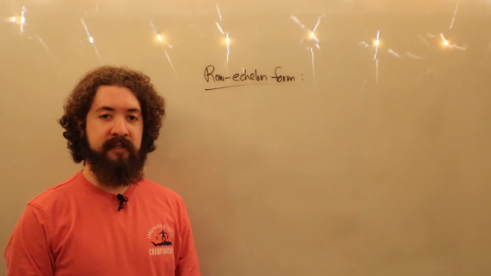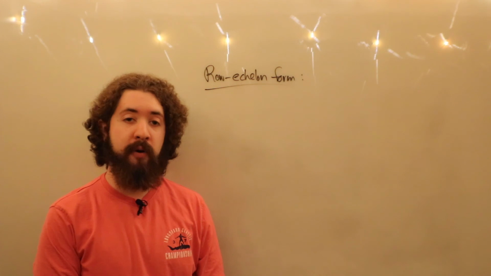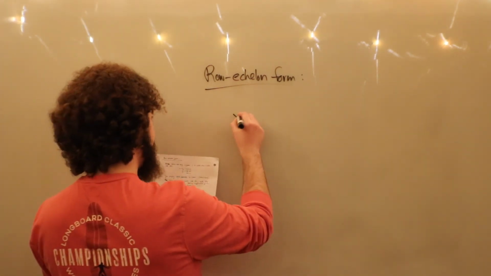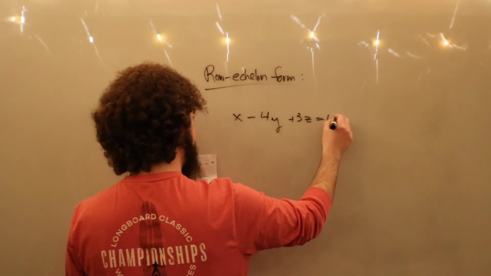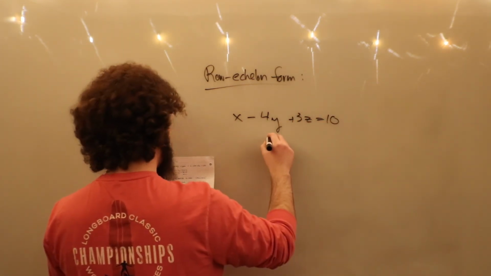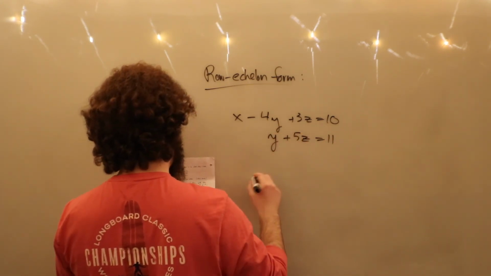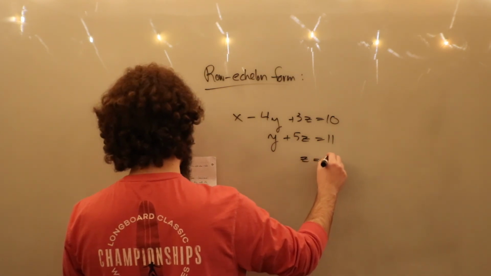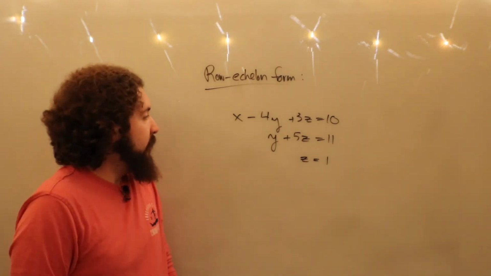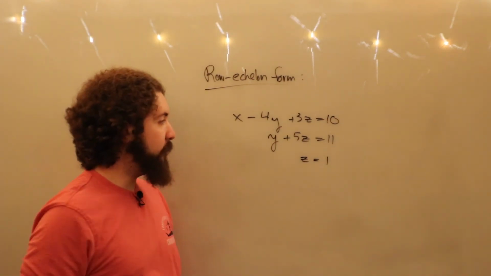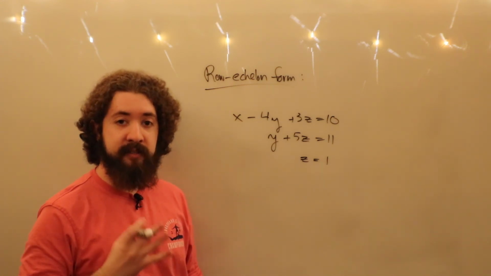Last thing I want to talk about this time is a special form of a system of linear equations called row-echelon form. So if we have a system x minus 4y plus 3z is equal to 10 as our first equation, then for the second equation we have y plus 5z is equal to 11, and for the last equation z is equal to 1. Take a look at this, and what do you notice about this system of 3 equations in 3 unknowns? Well, it's going to be very easy to solve.